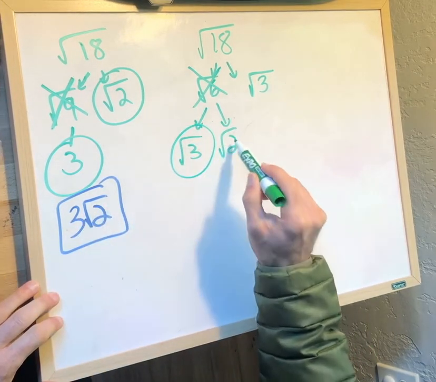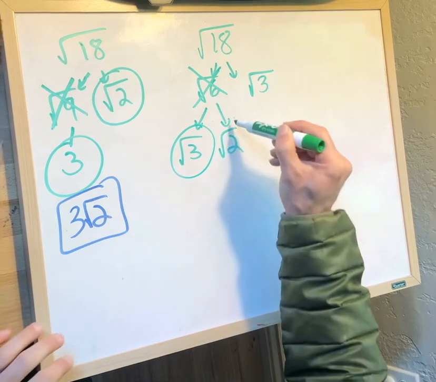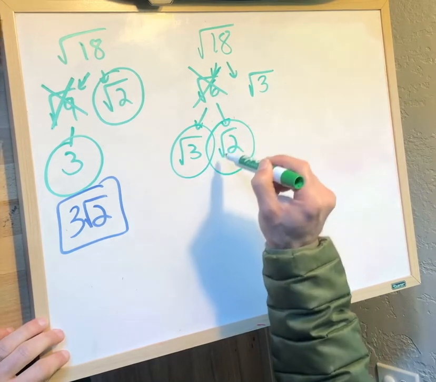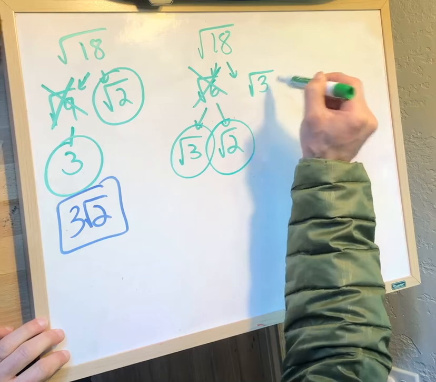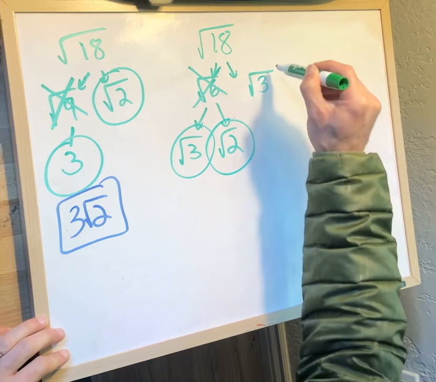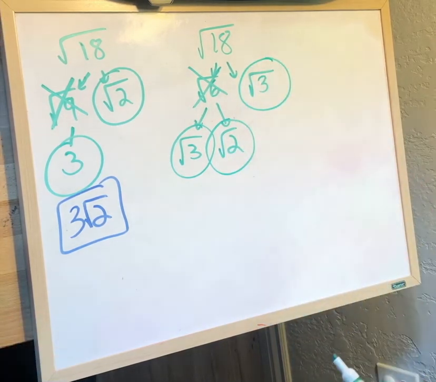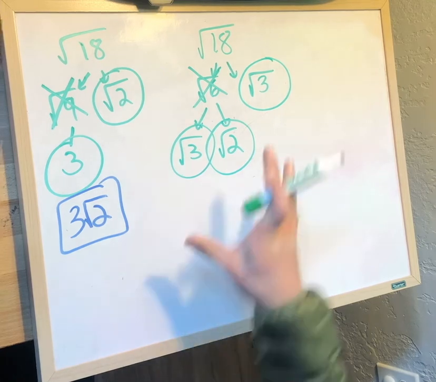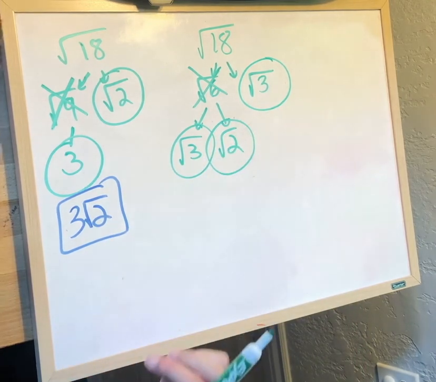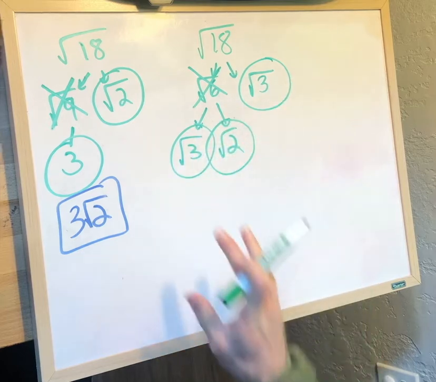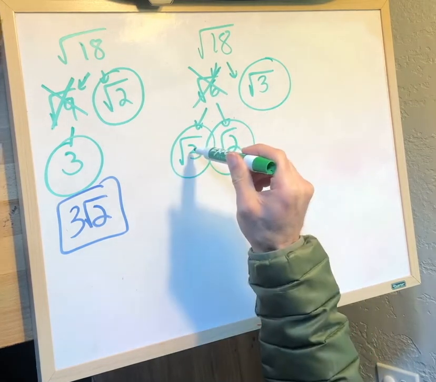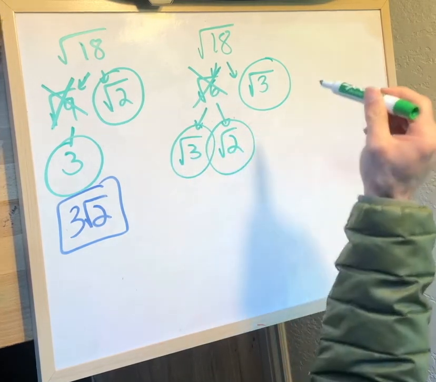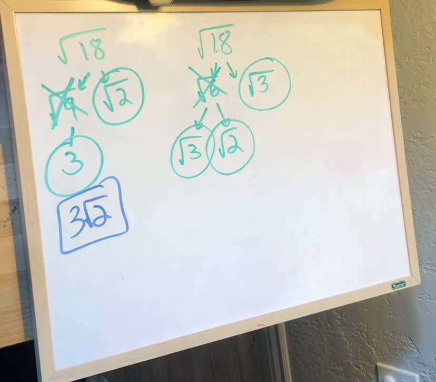Can you break down the square root of 2? No. Now, you still have this square root of 3. Can you break down this square root of 3? No. Okay, so now you have everything circled. My answer has to equal 3 root 2. This isn't going to equal 3 root 2 yet because look, if I multiply the square root of 3 times the square root of 2 times the square root of 3, I'm going to be back at the square root of 18.